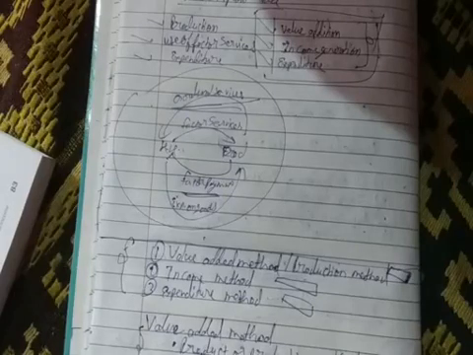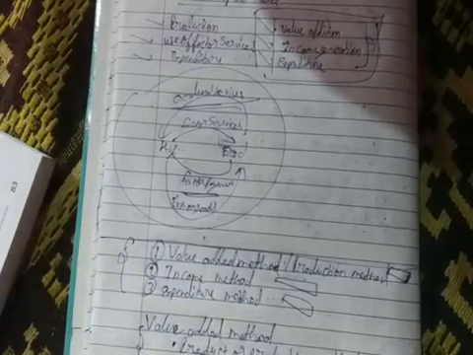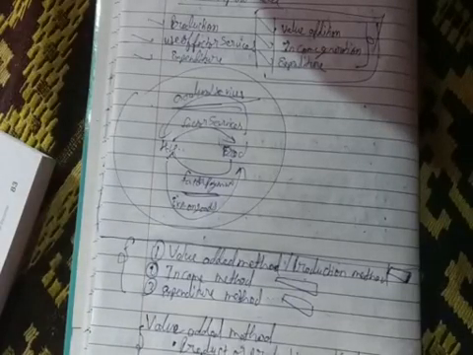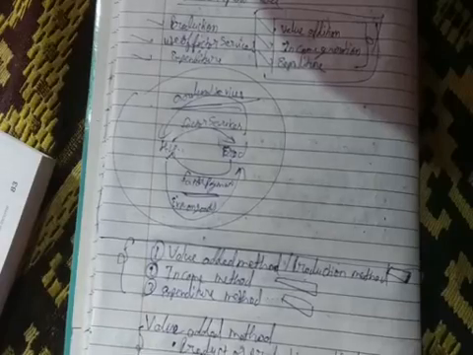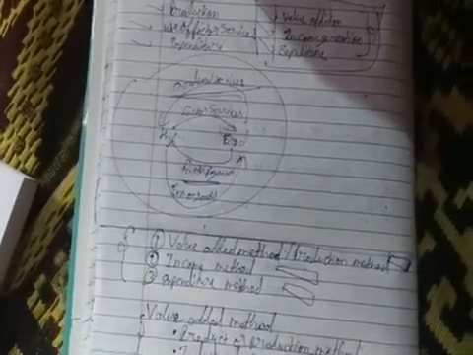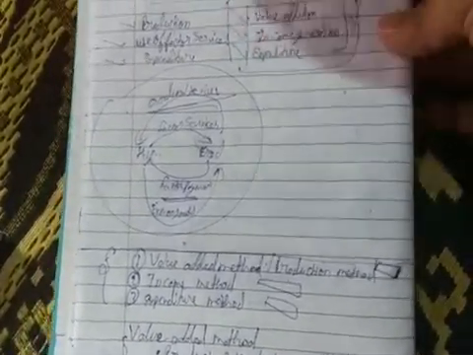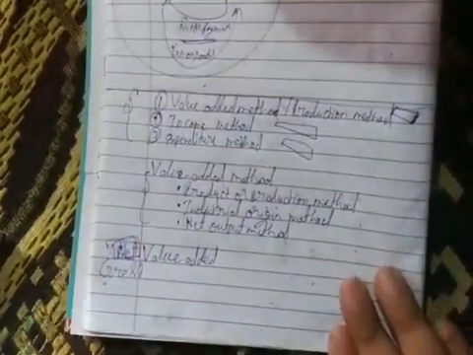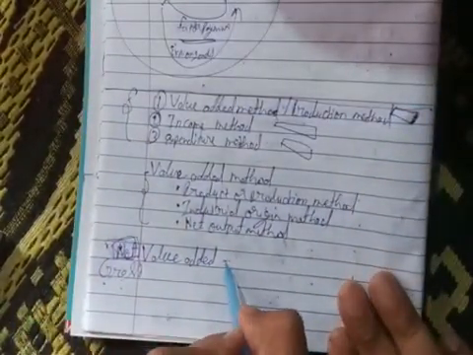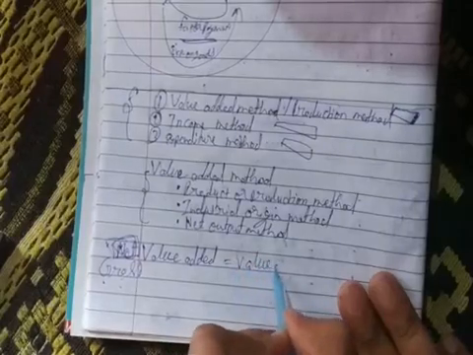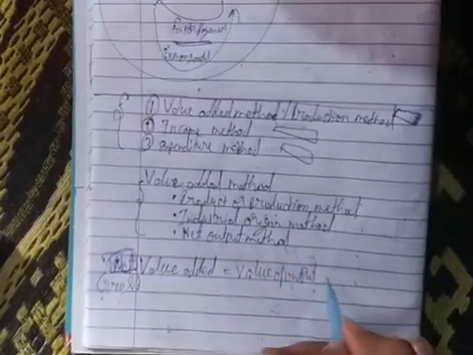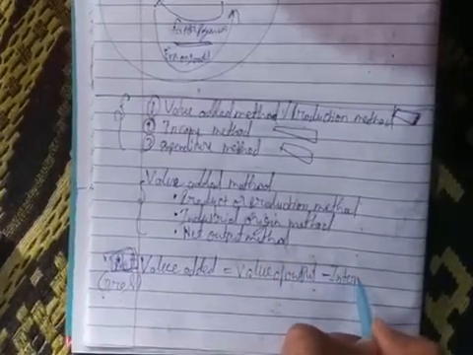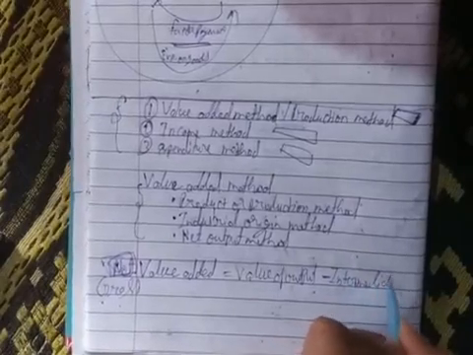For that, first we get gross value added. That is our ultimate goal, to get the net value added, but we start with the gross value added. What is gross value added? It is value of output minus intermediate cost.